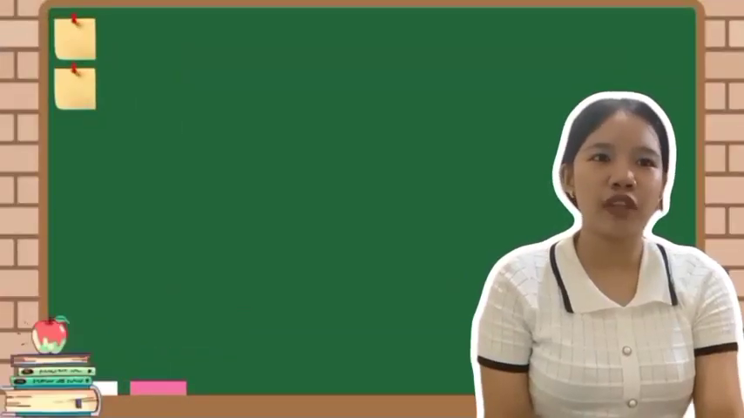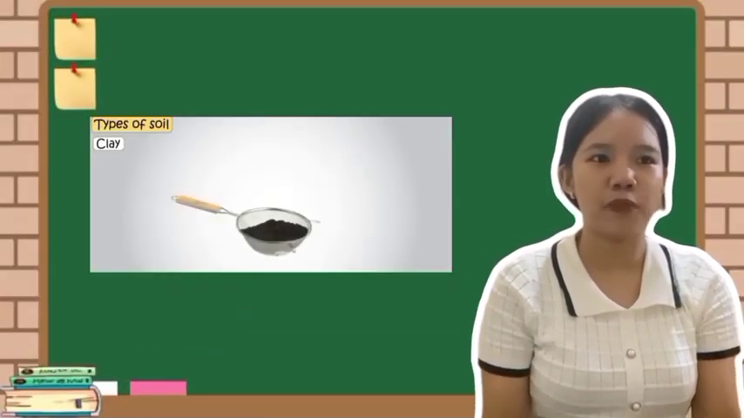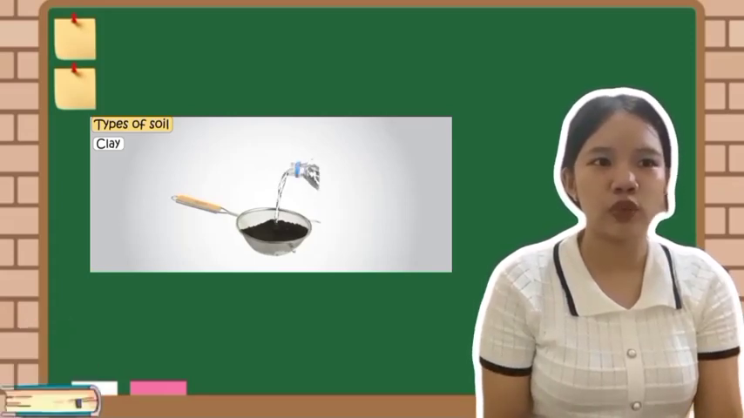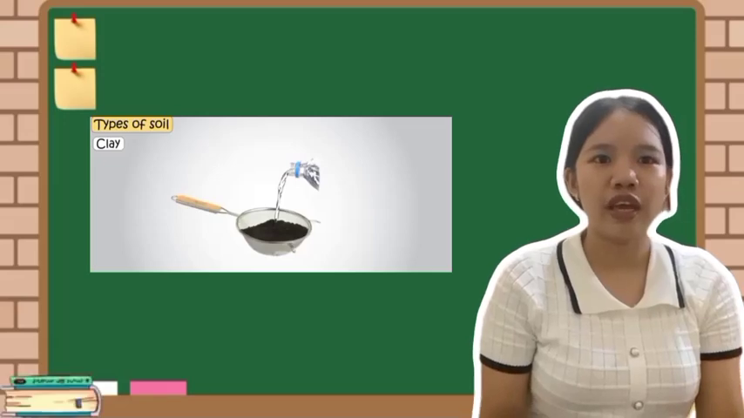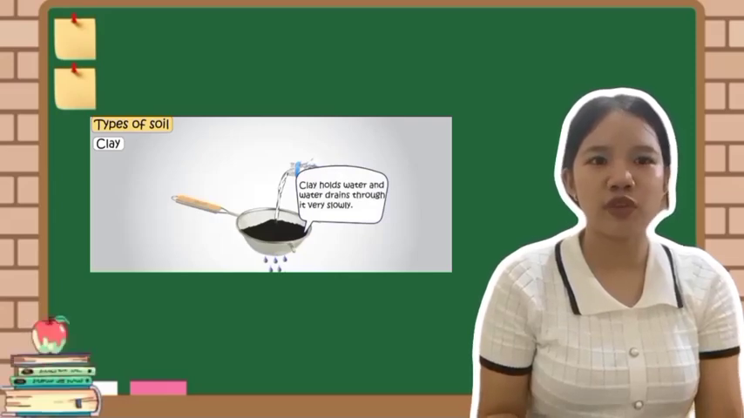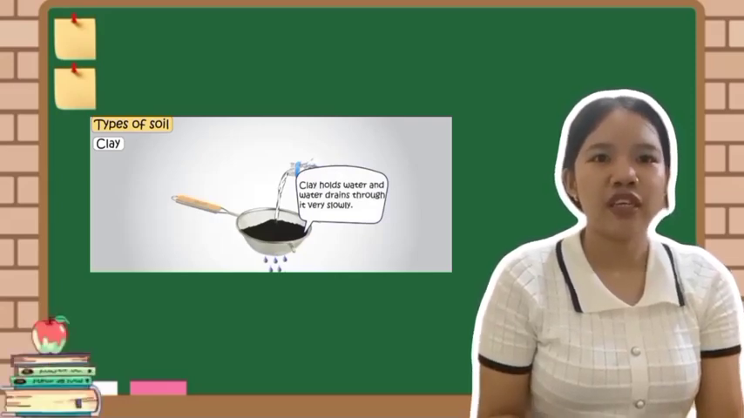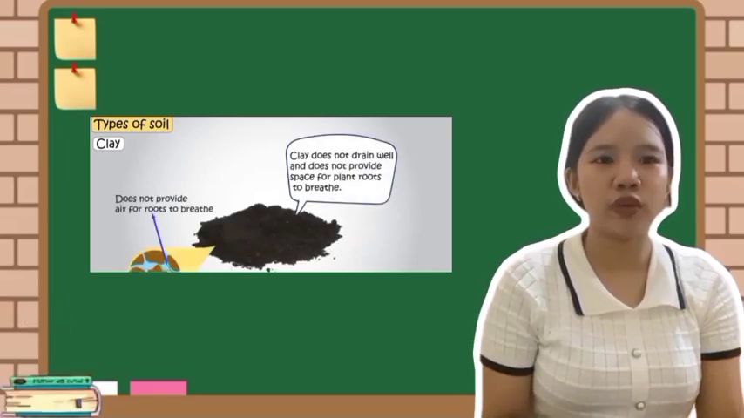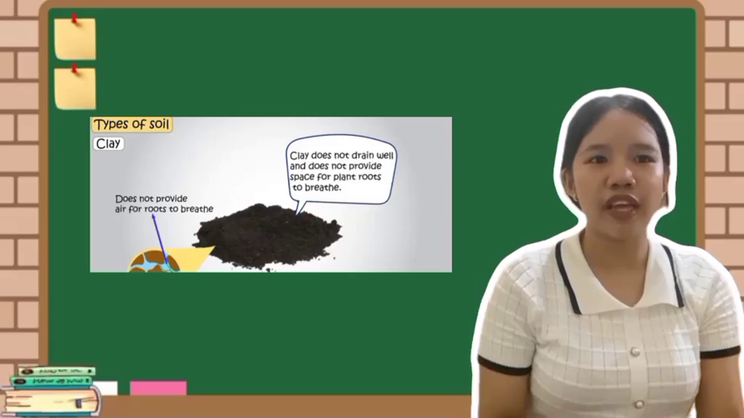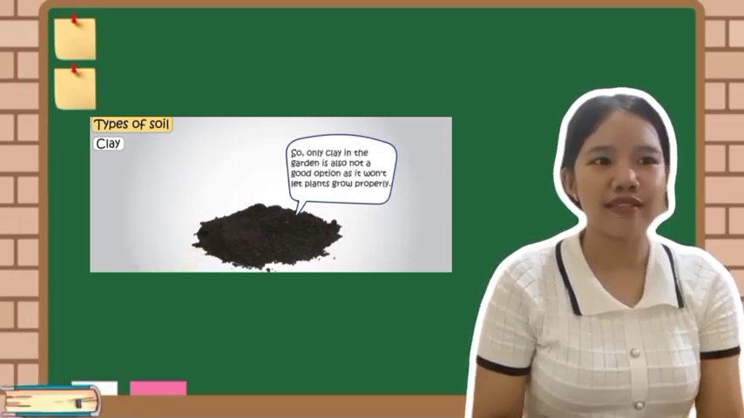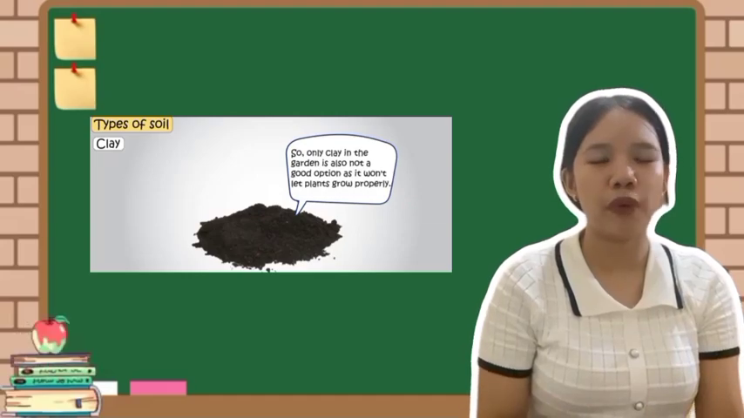Now, take some clay in the strainer and again pour water on it. What do we see? Very little water will drain through the soil, and that too very slowly, because clay holds the water. Clay does not drain well and does not provide space for plant roots to breathe. So only clay in the garden is also not a good option as it won't let plants grow properly.